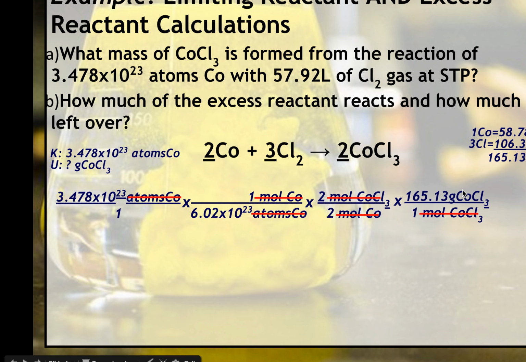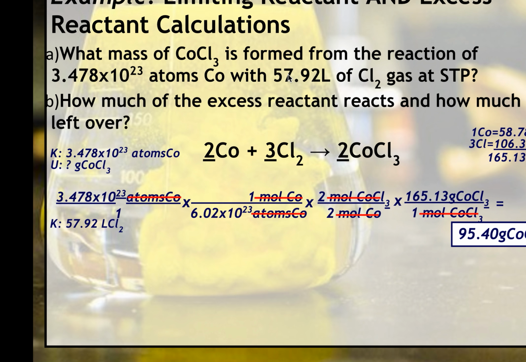Multiply this top together, then divide by the bottom. And the answer you'll get is 95.40 grams of cobalt chloride. Now we just need to do the same thing with our chlorine gas. Now, it gave us this in liters. So this is no different than if it had given us the number of atoms. I have to turn the liters into how many moles are in 57.92 liters.